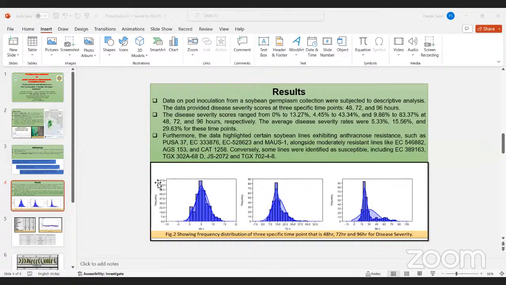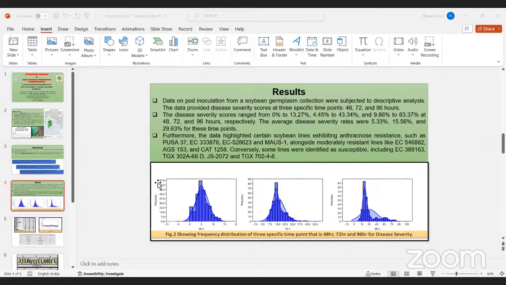From these results, we reached the conclusion that we don't find any immune or any highly susceptible line. Most of them were resistant, a few are moderately susceptible, and one is, sorry, moderately resistant, which we considered according to the 96 hour time point, because at that time point we are getting our check susceptible.